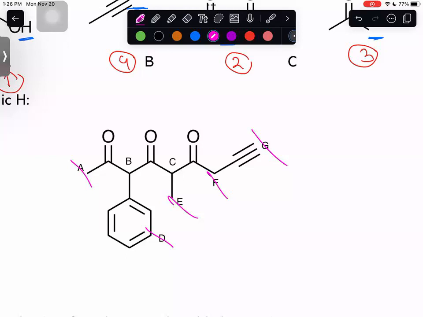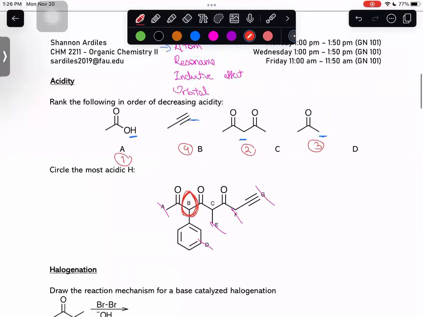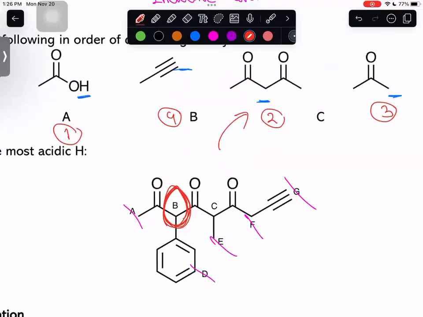Why B? Because that's the phenyl group, exactly. That phenyl group is going to provide more resonance. Oh, it's B. That's why it's this guy. Yes, it's similar to what we saw over here in molecule C.